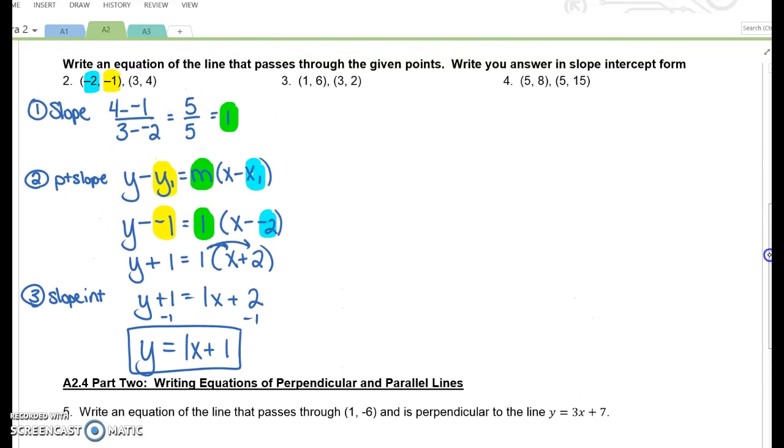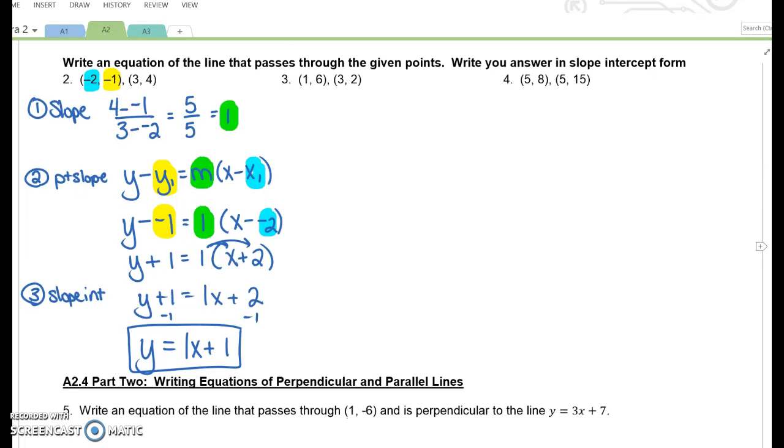All right, so there's the full process. We used our x1, y1, and our slope, plugged it into point-slope form, distributed the slope, and got y by itself. Now, do we have to use the first point? What do you suppose would have happened if we would have used 3 in place of x1 and 4 in place of y1? It would still work. It does not matter which point you use.